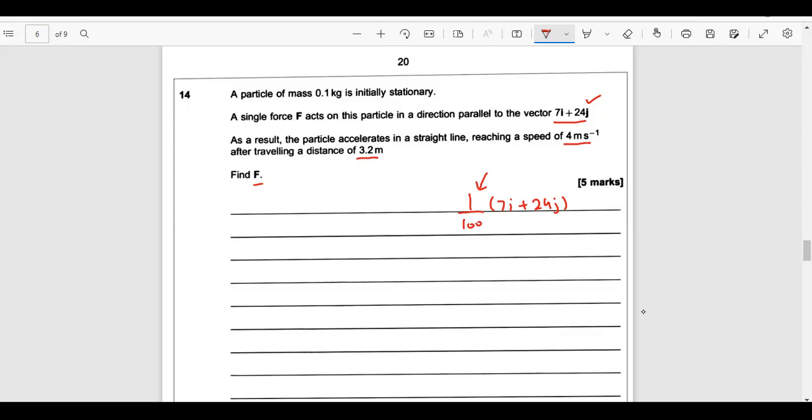I got 0.07. Okay. All right. So you did it for 7. Okay. Perfect. So you're getting the same answer, right? Yeah. All right. Very good. Perfect. So this was the 14th question and you were able to do it. Let's talk about the next one.